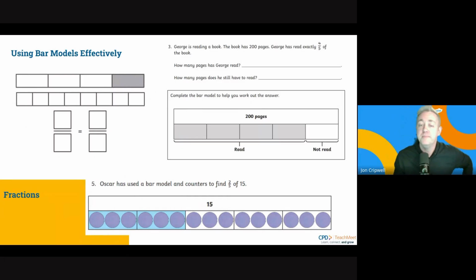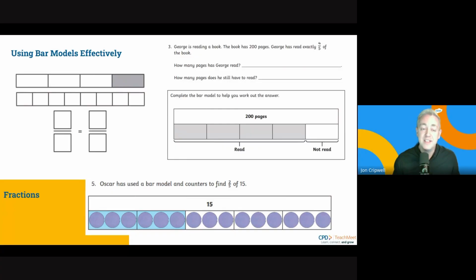So fractions. I love bar models for fractions. I think, as I said earlier, it's one of the best ways of exposing what's really happening within fractions when we're looking at it. So here we can see another comparison model for a bar model for fractions here, and on the top we've got 3/4 or 1/4 potentially.